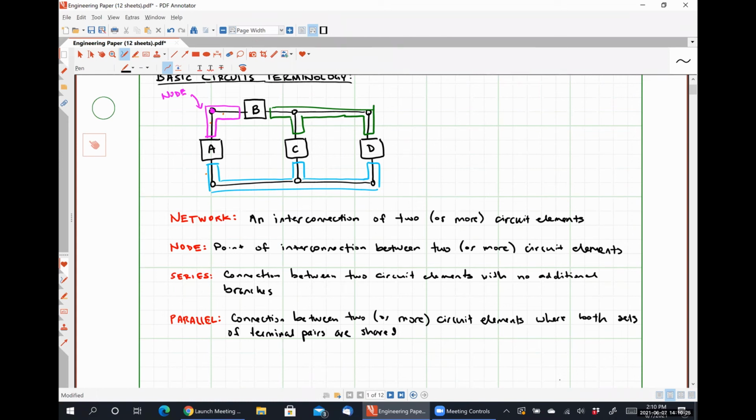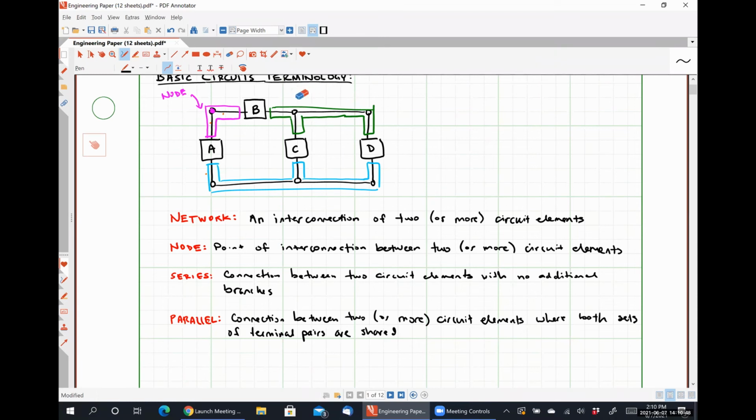For instance, if we look at the connection between elements B and C, we can't say that they are in series because while there is a single point of interconnection right here, there's also this branching path. So that's what makes them not connected in series.